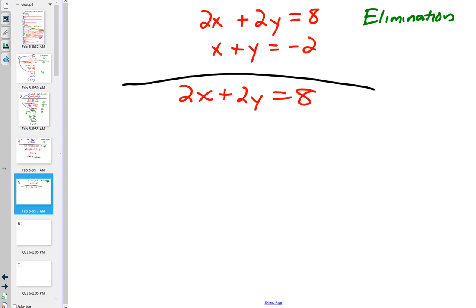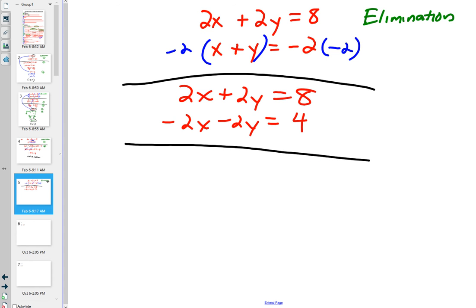2. But see, now the thing is, if I only multiply by 2, that's going to fix the number. It's not going to fix the sign. I need to have different signs. So the way I can do that, I'm going to multiply by a -2. So that gives me -2x minus 2y is equal to 4.